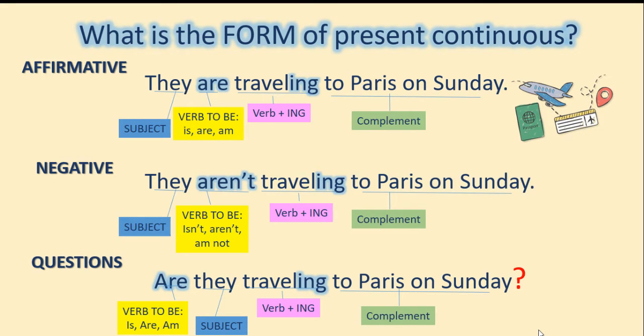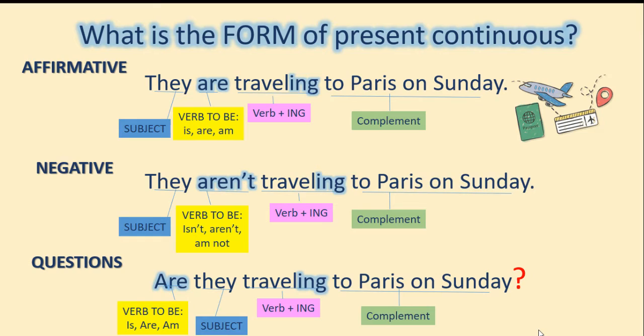Then for questions. Here you can notice again the change of position. Again, we front the verb to be, okay? It goes at the beginning, and then we have the subject, and the rest of the sentence remains the same, okay? And at the end, we have our question mark. So we have the verb to be, then the subject, then the verb with ing, and then the complement, and our dear friend at the end.